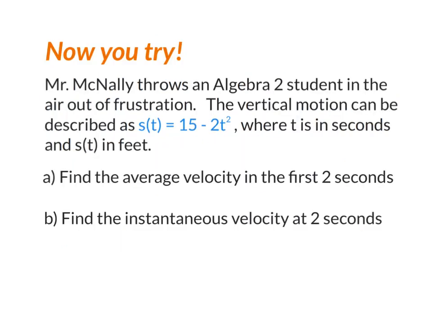So here's one I want you to try, very last problem of the day. It says Mr. McNally throws an Algebra 2 student in the air out of frustration. So this is based off of a true story. The vertical motion can be described as this model, where t is in seconds and the output's in feet. First question says find the average velocity over the first 2 seconds. So in that case, you're going to use the interval 0 to 2 because it's the first 2 seconds. And then the instantaneous velocity at 2 seconds. So I'm going to let you guys choose the interval around 2 seconds there. But in both cases, you're using the average rate of change formula. And don't forget your units. So good luck. Pause the video and we'll check our answer here in a few seconds.